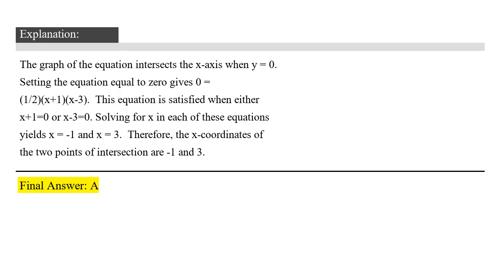The graph of the equation intersects the x-axis when y equals 0. Setting the equation equal to 0 gives 0 equals 1/2 (x plus 1)(x - 3). This equation is satisfied when either x plus 1 equals 0 or x - 3 equals 0. Solving for x in each of these equations yields x equals -1 and x equals 3. Therefore, the x-coordinates of the 2 points of intersection are -1 and 3.